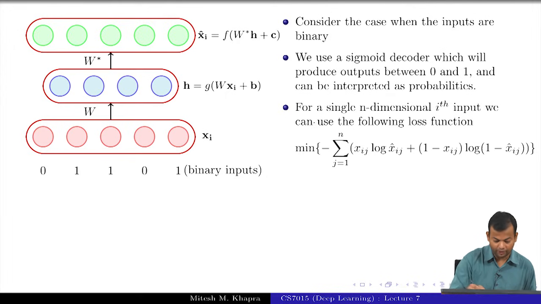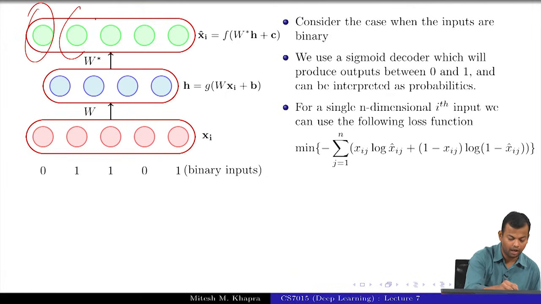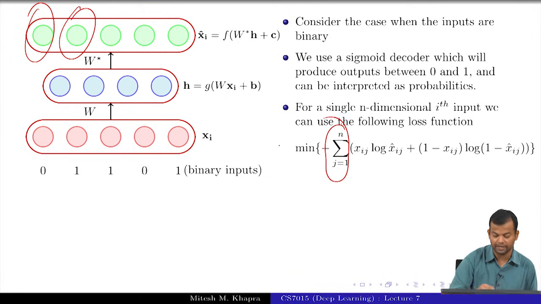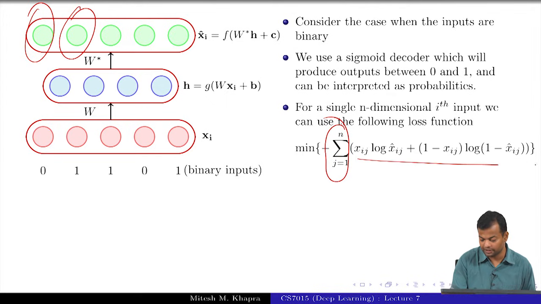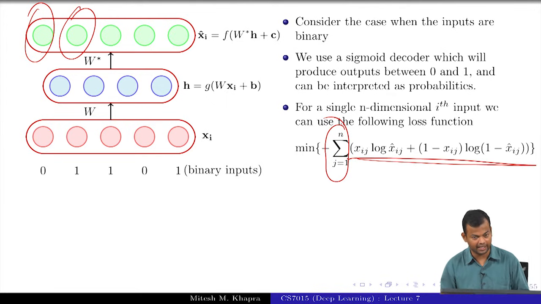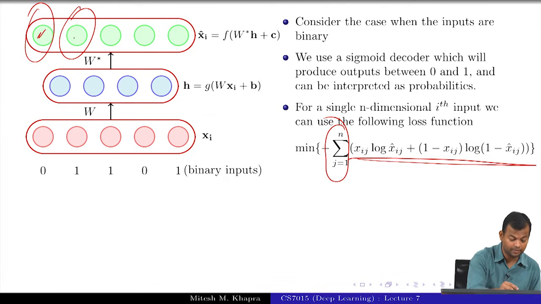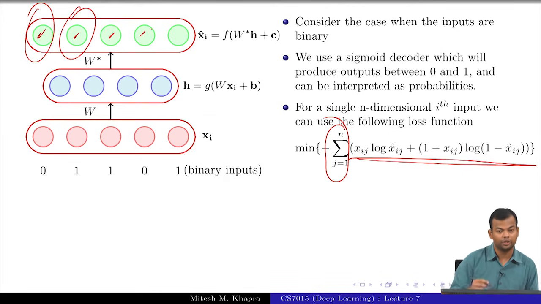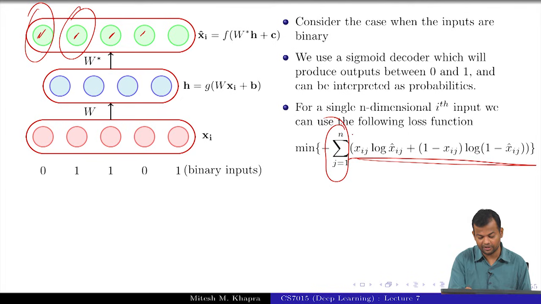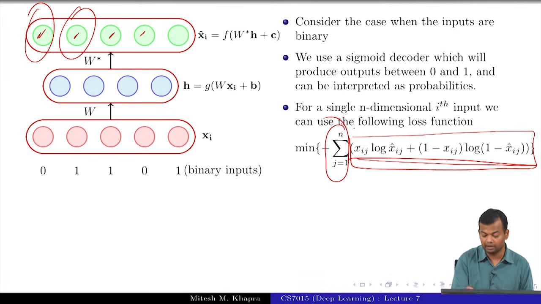So remember that you have n outputs, right. That's why this summation. Let's not worry too much about what's written inside for the time being, I'll explain that, but I just want to explain the summation first. What you're saying is that for each of these green guys at the output, you're going to incur some loss and you just want to sum over that loss. That's what we are trying to see.